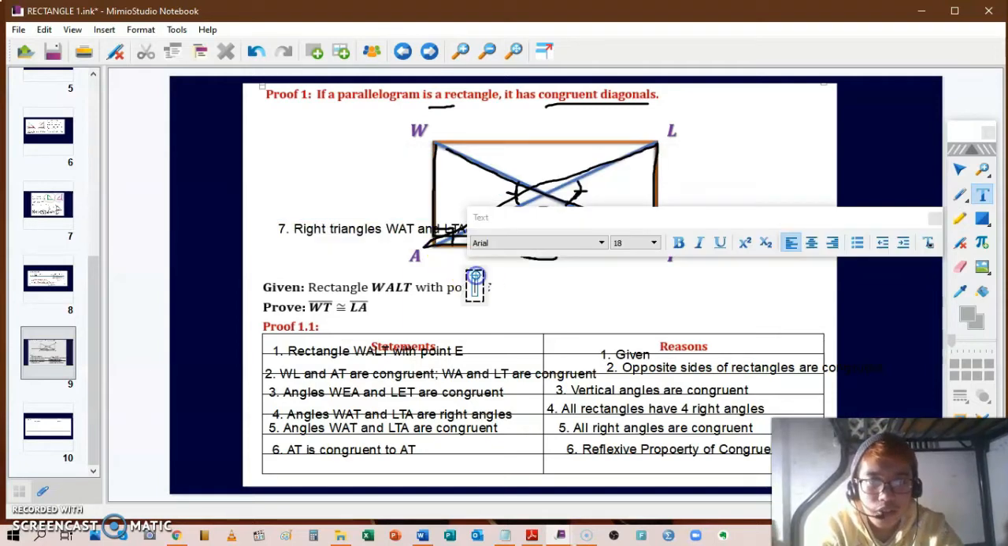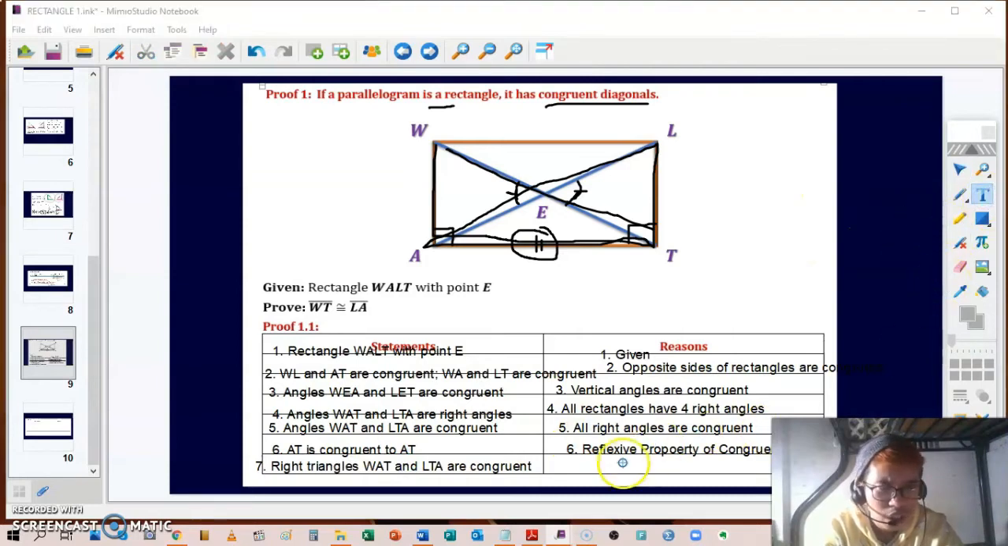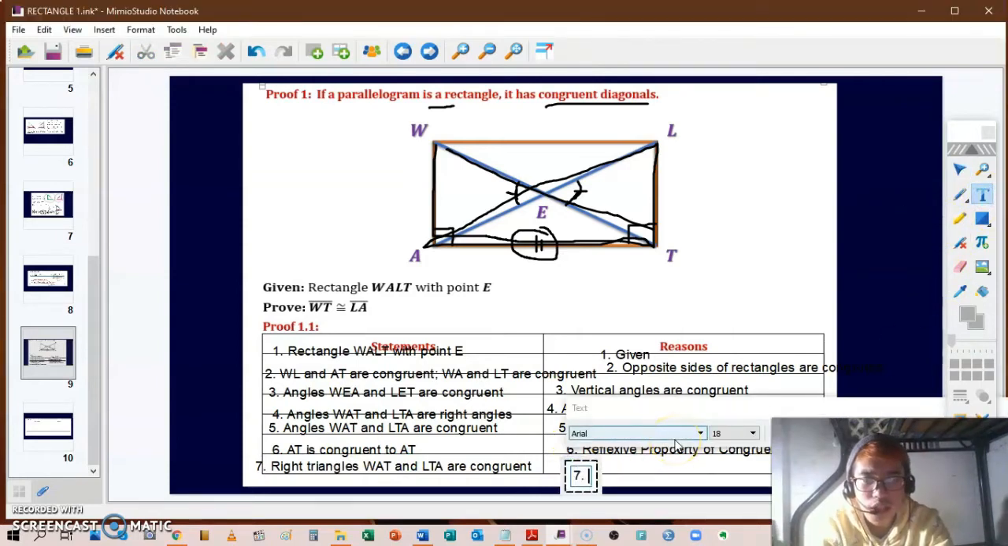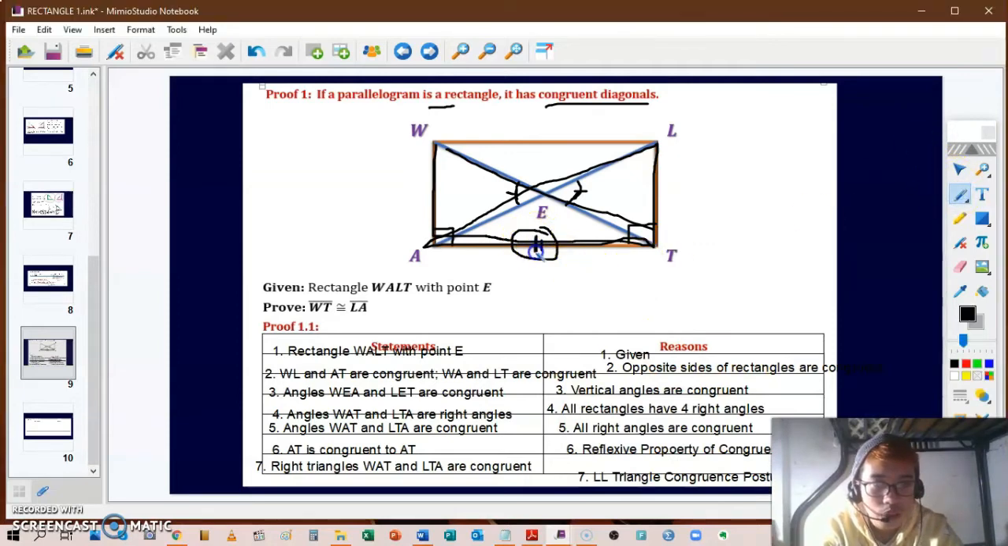And the reason for that is the leg-leg, or LL, congruence postulate, or LL triangle congruence postulate. So let's write that. LL triangle congruence postulate. So how did that happen? We have here AT. AT is congruent to itself, and it's being shared by both of these right triangles.